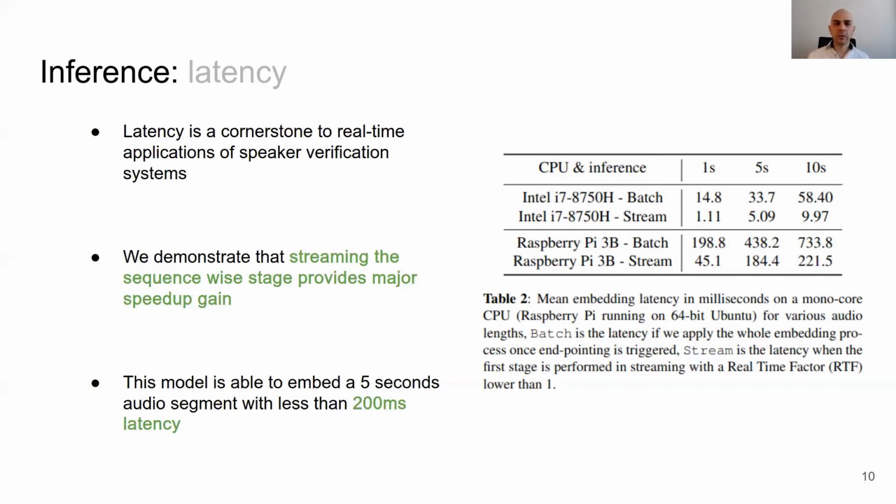In this table, we report average latency in milliseconds to embed audio with durations of 1, 5, and 10 seconds. Variability observed being below 2%, it has not been reported here. We select two kinds of CPU, an Intel i7, typical of a modern laptop, and a Raspberry Pi 3B, close to what we can find in IoT industry devices. We use two inference modes: batch, where we apply the whole embedding process once the endpoint is triggered, and stream, meaning the sequence-wise part is performed in streaming, so that after the endpoint, only the embedding-wise part remains to be computed. Partial streaming of the aggregation module is not applied here and should further improve the performance. It's left for future work. As you can see, streaming provides major speedup gain. For example, it embeds a 5 second audio segment with below 200 millisecond latency on a single core of Raspberry Pi 3.